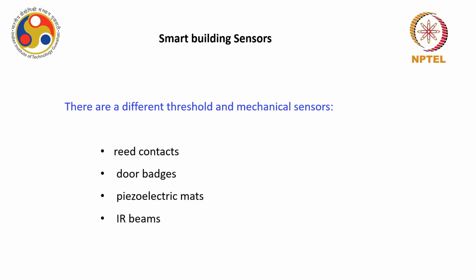Let us quickly see these 4 different kinds of threshold and mechanical sensors before we actually go to environment sensors for a smart building, which are equally helpful in analyzing a smart building. Okay. So our next discussion will be on environment sensors inside a smart building, because they actually decide the health condition of an occupant. Okay. But first let us finish these threshold and mechanical sensors.